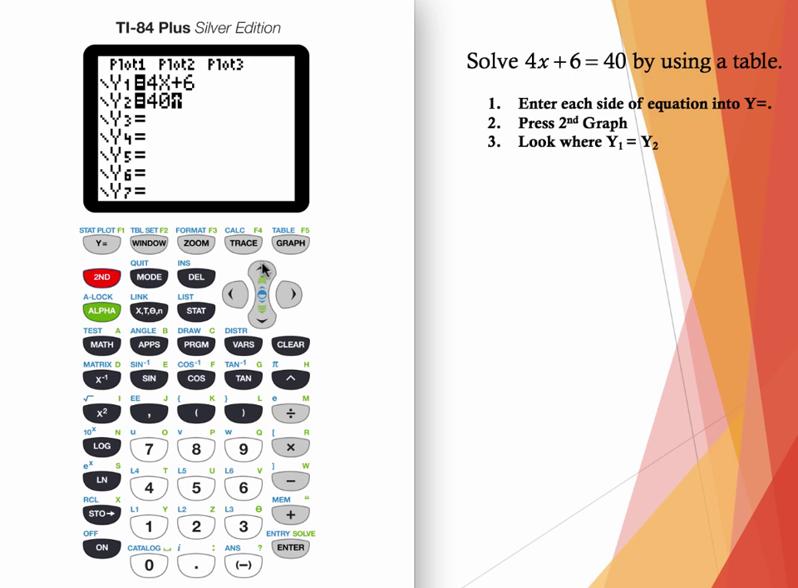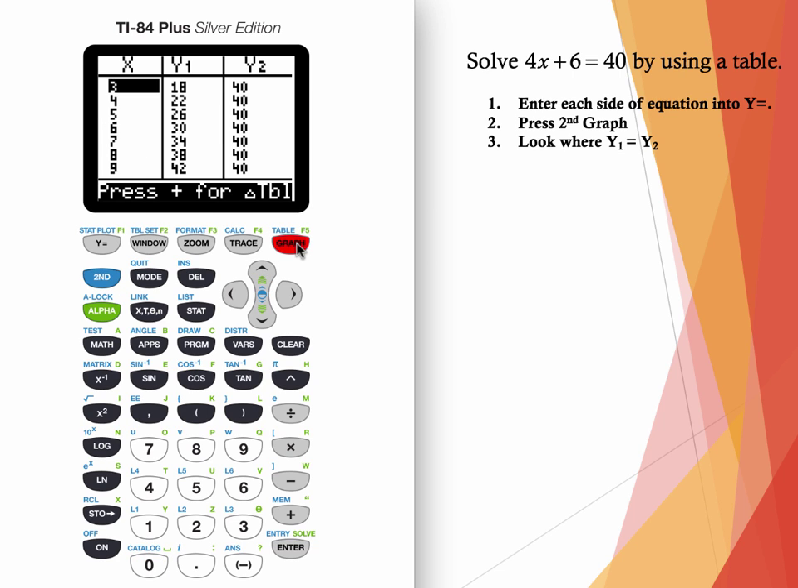We're going to hit second, and then if we hit the graph key in light blue, we see we're going to look at the table. And we're looking for where the y1 values, which is my 4x plus 6 values, is equal to the y2 value, which is 40. Okay, so I see that 40 would occur somewhere between 8 and 9.